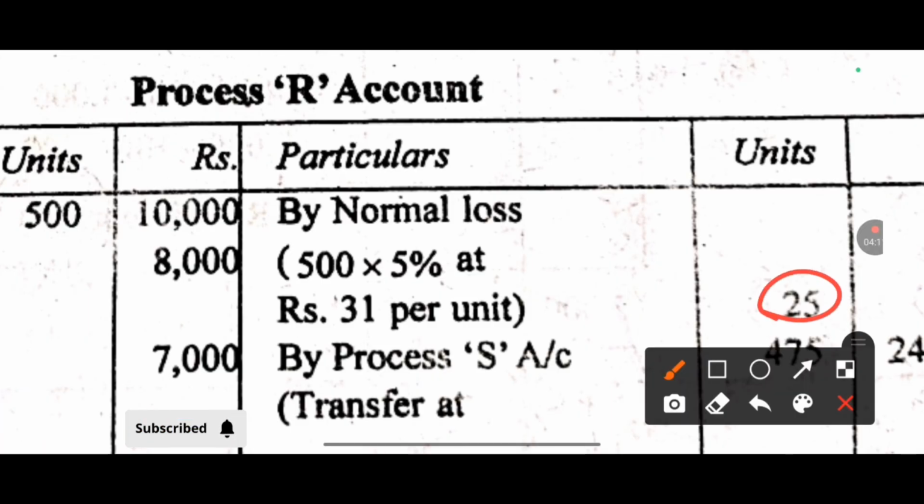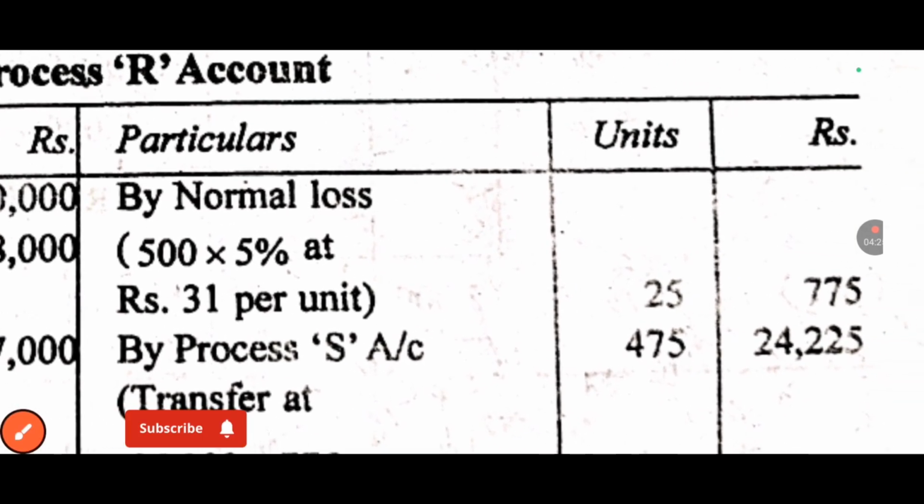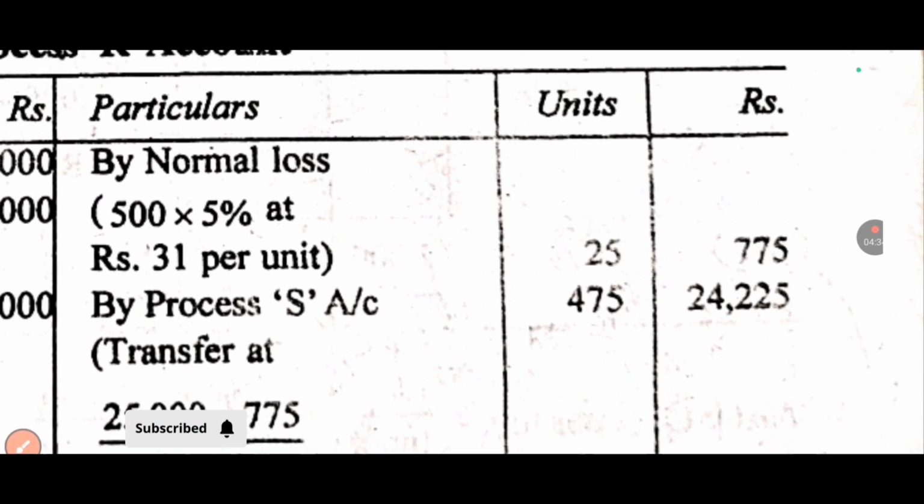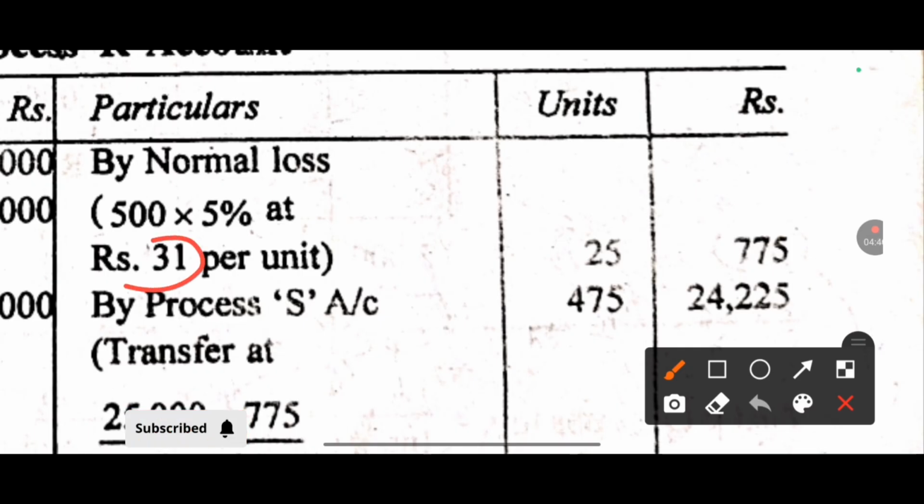How much for 25 units? Per unit 31 rupees. For 25 units, what do you do? We need to multiply 31 rupees with 25 units. You will get the scrap value of normal loss is 775. So how can you find out? Cost per unit into units. The cost per unit of the scrap value is 31 rupees, multiplied with normal loss unit 25, you will get the scrap value of normal loss is 775. It will be entered on rupees column.